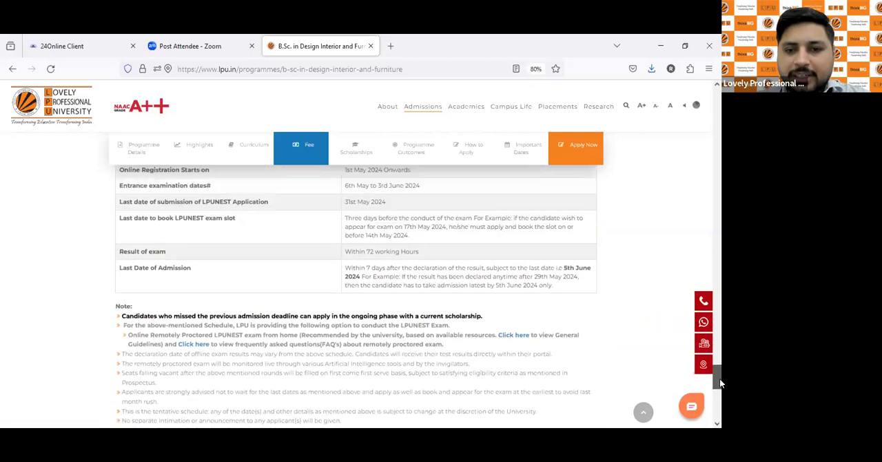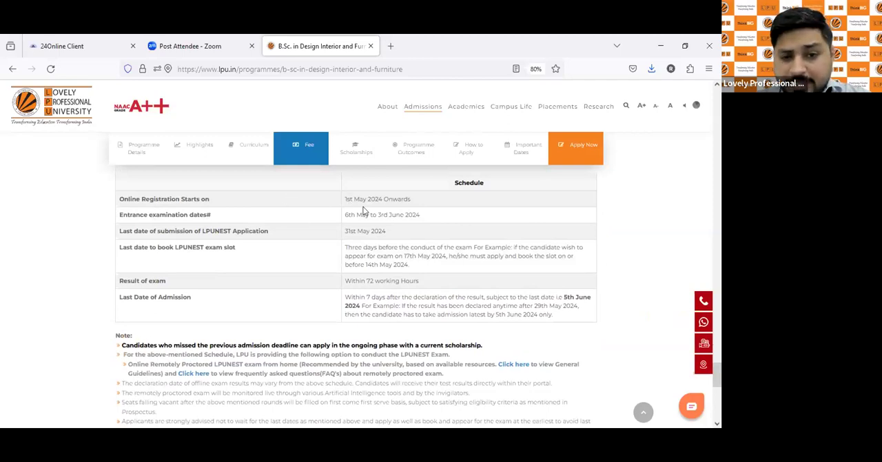If we talk about important dates, please note that entrance exam dates are 6th May to 3rd of June, and the last date of submission of LPNest application is 31st of May, and the last date to book an exam slot is 3 days before the conduct of exam. Let's say today is 27th, you want to give the exam on 30th, so you need to book your LPNest application and book your exam slot by today itself. So the last date of admission is within 7 days after the declaration of result, subject to the last date, that is 5th of June. Please keep this in mind.